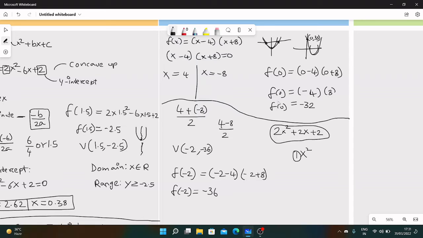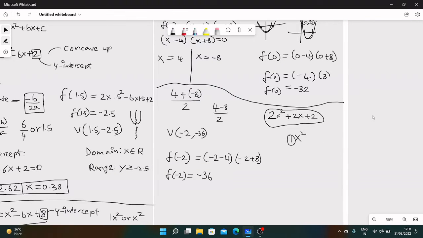Since the value of a is 1, the parabola is going to be concave up. Suppose if you had a minus 2x or something else over here, it would have been concave down. So over here the parabola is concave up. We can get to finding the domain and range. The domain is going to be x belongs to R as usual, nothing different.